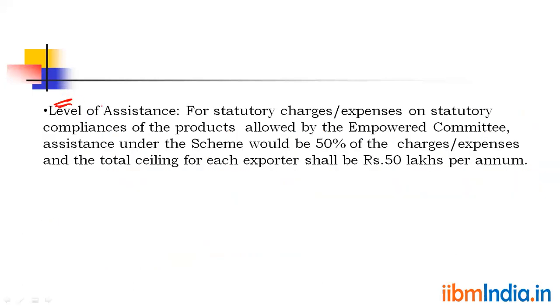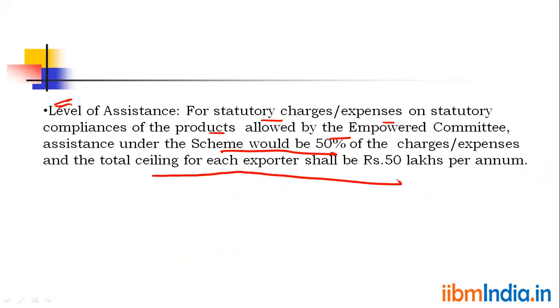So the level of assistance for statutory charges, expenses on statutory compliances of the product allowed by the Empowered Committee: assistance under the scheme would be 50% of the charges and expenses, and the total ceiling for each exporter shall be 50 lakh rupees per annum.